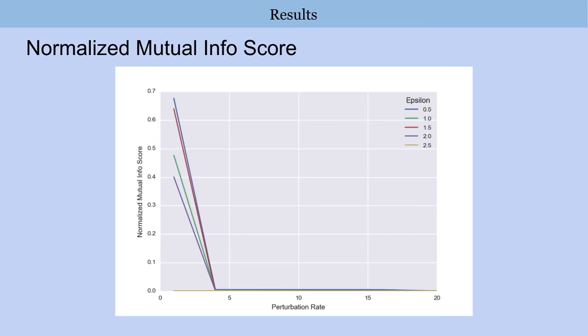Next, we analyze the normalized mutual info score. Again, the perturbation rate, which is the percent of edges that were removed, versus the normalized mutual info score. As the rate of attack increased, the NMI score quickly became low, which means that the clustering results quickly became very different from each other, which is an indication of a successful attack.